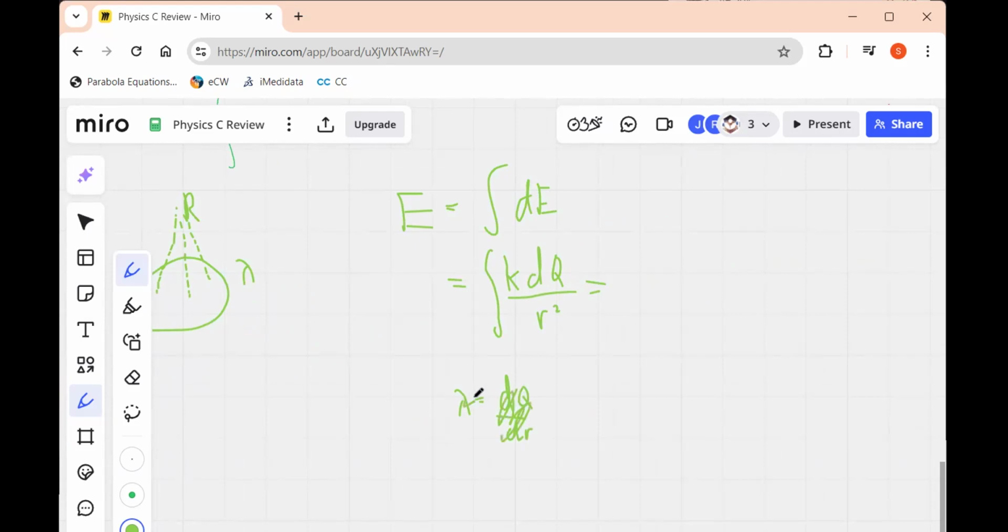So in this case, our E is equal to KQ. Lambda is equal to dq over dr. So then we have dq equals lambda dr. So k times lambda dr over r squared.